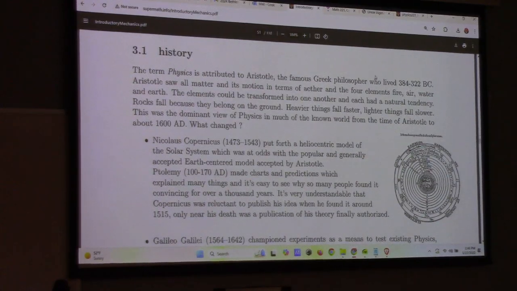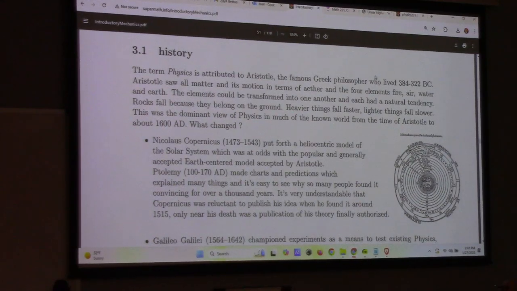But that was the dominant view of physics through much of the known world from about the time of Aristotle to about 1600 AD. What changed at that point was people started doing experiments, and we also started using math to judge the validity or lack thereof of our ideas. One important aspect of that was Copernicus, who lived 1473 to 1543. He put forth a heliocentric, which means helio is what? Sun. So a sun-centered model of the solar system.